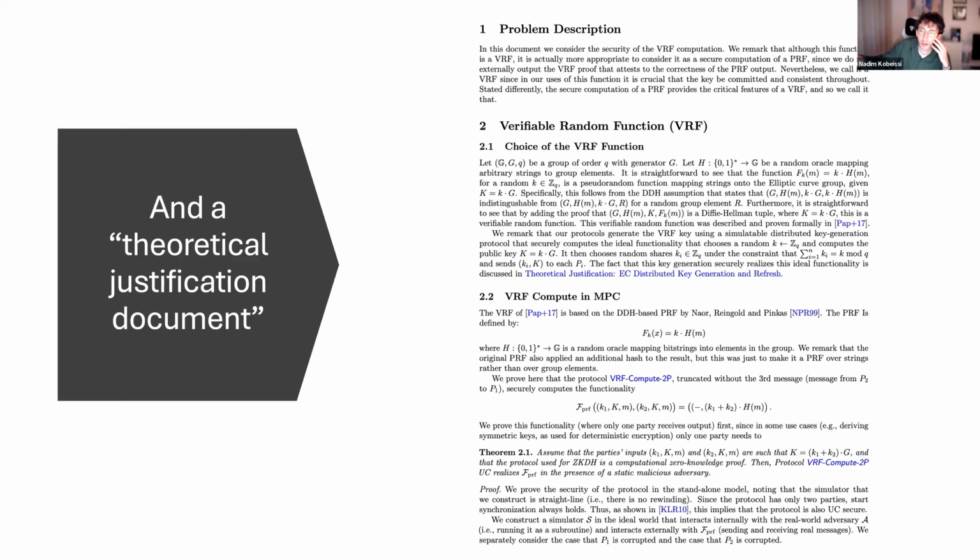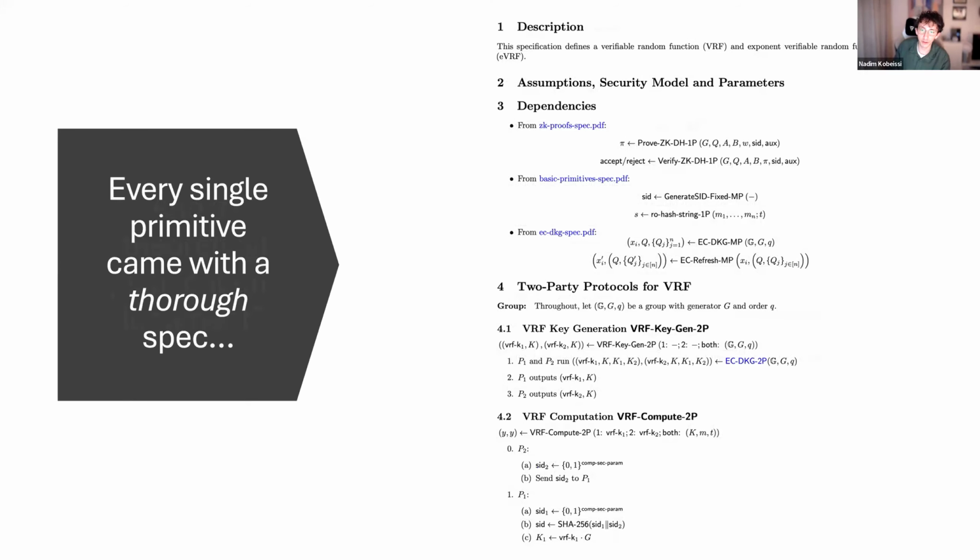And this is not something ripped off from a paper. They didn't just find a random paper on ePrint that explains why a VRF is secure or whatever. No, they wrote it again from scratch, in particular catering to the algorithms that they chose to implement and the particularities of those algorithms. So this is the level of rigor that you're dealing with here.